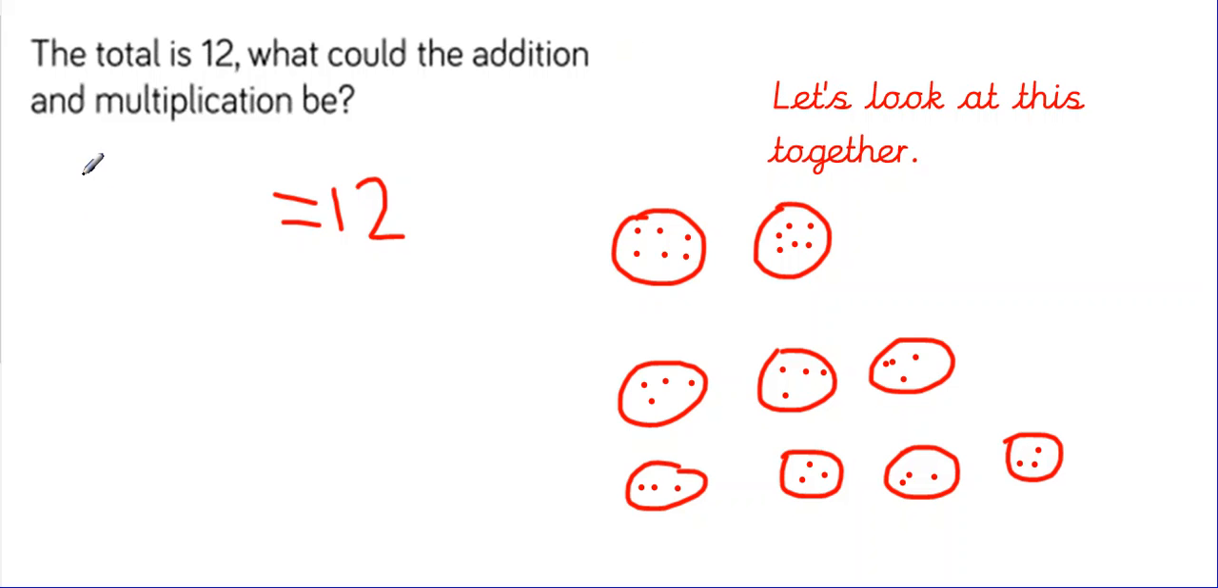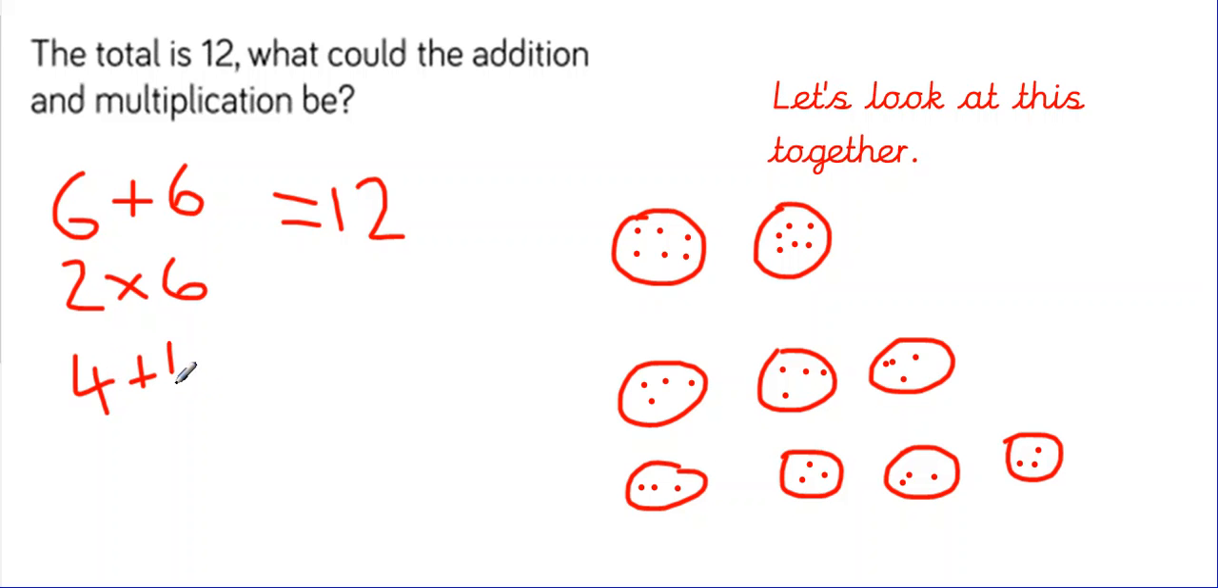Okay, so you could have had 6 add 6. You could have had 2 multiplied by 6. Okay, so that's your addition and your multiplication for this one. You could have had 3. Do the addition first. You could have had 4 add 4 add 4, or 3 multiplied by 4. That's for your second one.